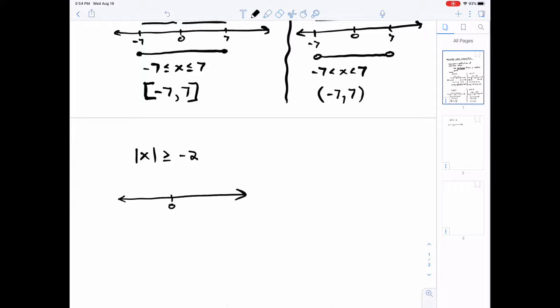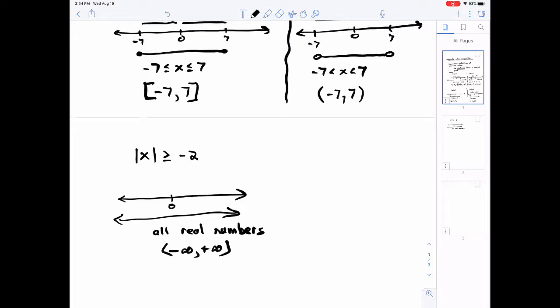Where are the distances greater than -2? Because you can't measure out -2 on the graph, it would just be everywhere, because the distance is always greater than or equal to -2. How would you write the answer then? You'd say all real numbers, because there's no inequality for that. Or as an interval, you'd say -infinity to +infinity.